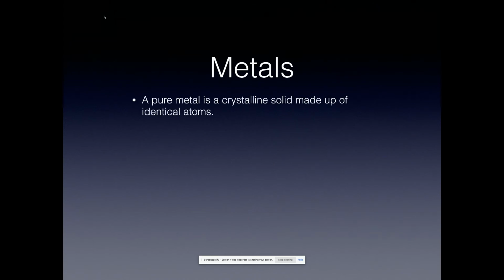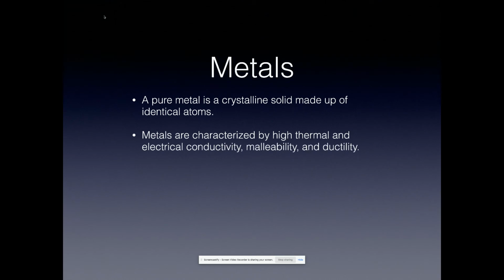Okay, metals. A pure metal is a crystalline solid made up of identical atoms. And we need to recognize that metals have very high thermal and electrical conductivity. Remember, the cookware in your house is probably all made out of metal. It is all of the wiring that's in your house, copper, undoubtedly, so good conductor.